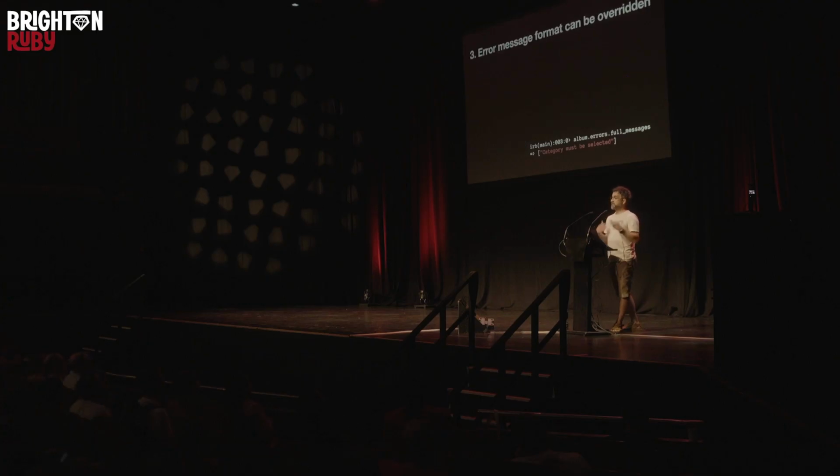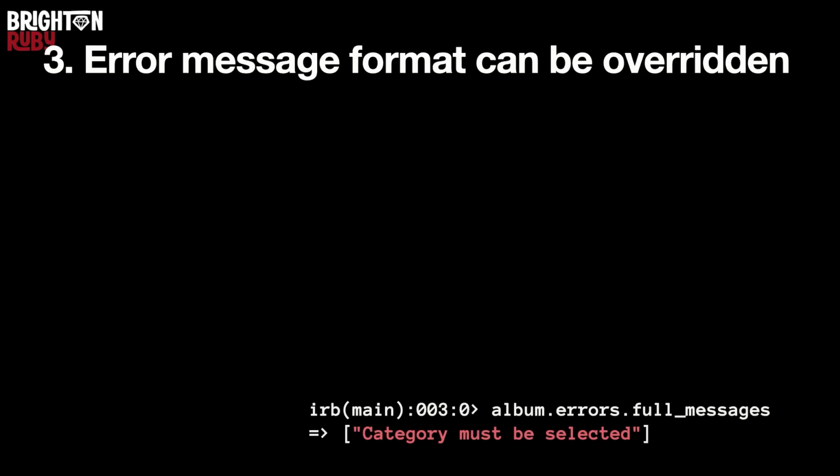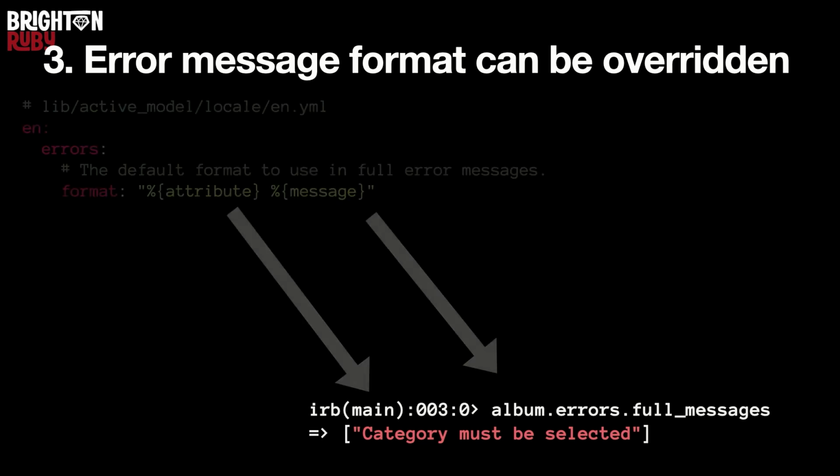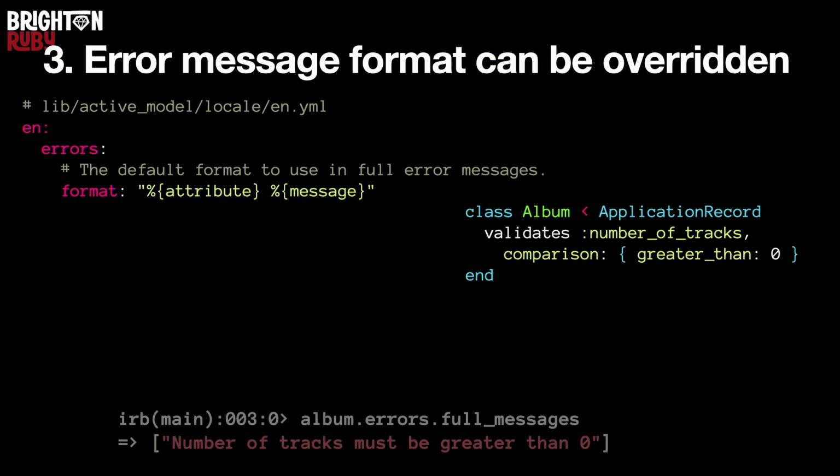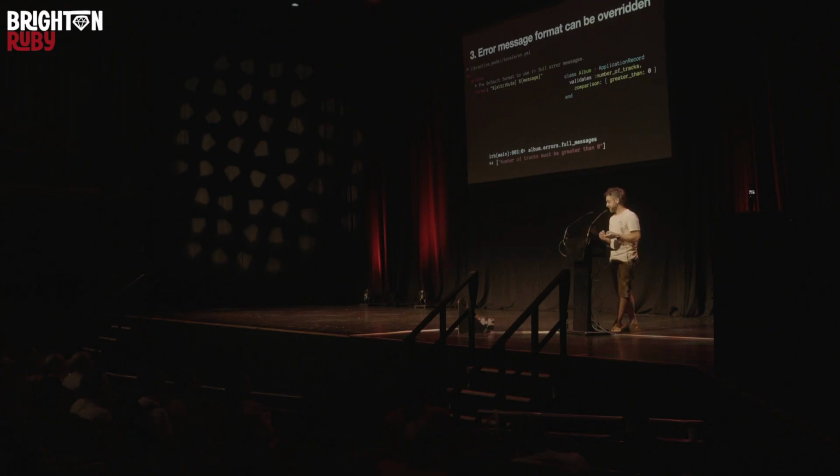Number 3, as well as the individual messages, you can also override the format for the error messages. So you'll all be familiar with this construct of attribute name followed by the specific message. That's also configured in the same locale file that ships with Active Model. Now, this is actually quite a clever default for Rails to ship with. It basically means any validation you use is going to get a semi-coherent error message without you having to do a single thing, but it can lead to slightly clunky error messages.